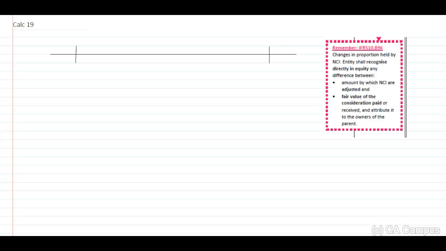Calculation 19. I have included paragraph 96 on the right side for ease of reference. When you look at this calculation, remember our timeline, and as always, I prefer to make use of a timeline to explain to you. The change occurred on 30 April 2018. Therefore, 4 months, 15%, and 8 months, 35%.